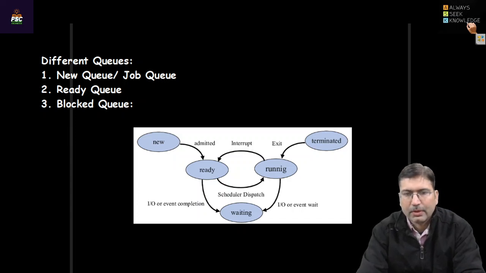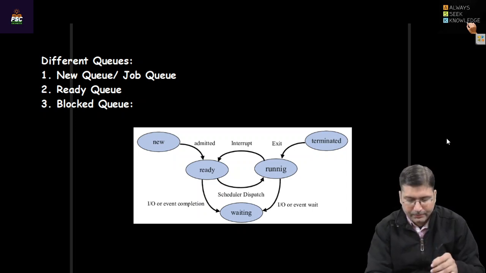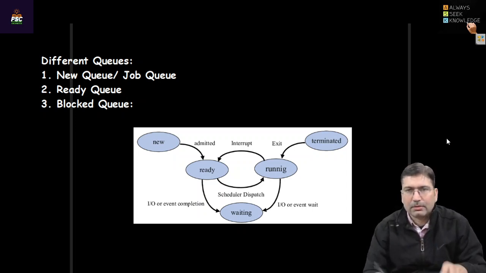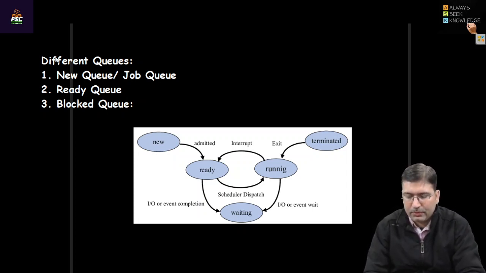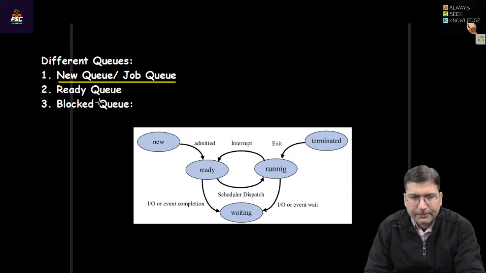Okay guys, so now let's discuss the different types of queues. In an operating system, there are generally three types of queues maintained. So as I have already written here, new queue, or we also call this queue the job queue, ready queue, and blocked queue.